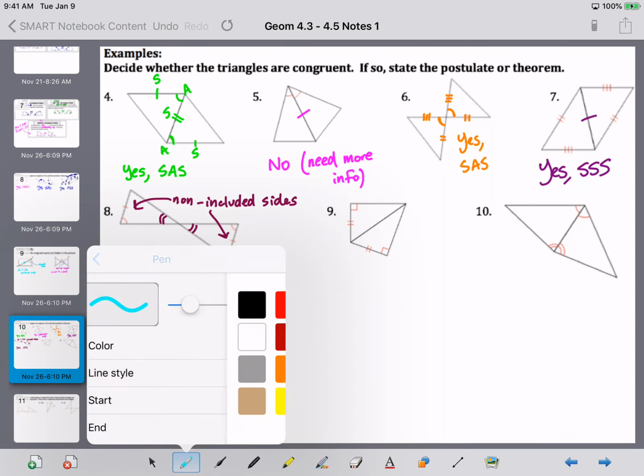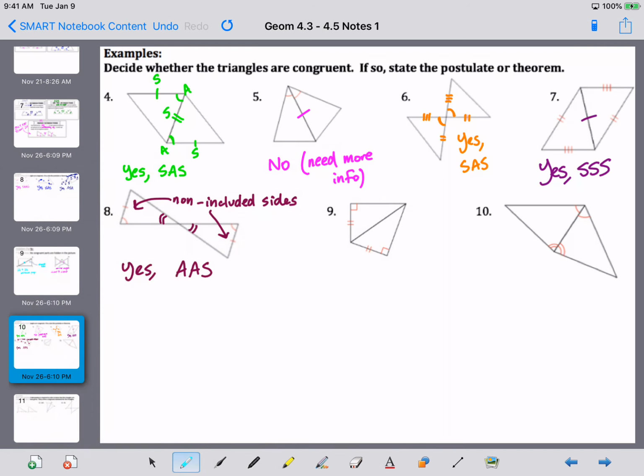Okay, if we take a look here at number 9, there's a shared side here. That is a right triangle, and what we just marked in the middle is the hypotenuse, and then this leg and this leg correspond and they're congruent. So in this case, this is what HL would allow us to say those are congruent.